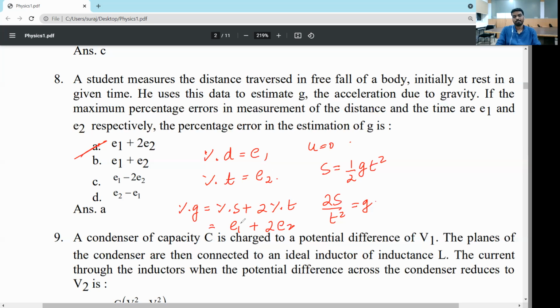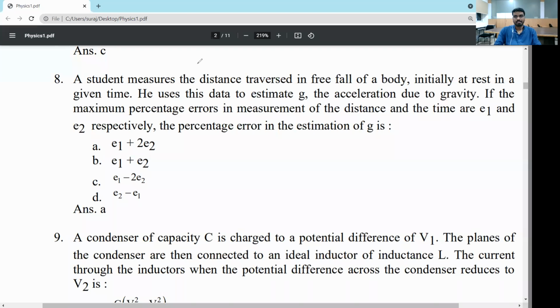Option A. So first you need to write the formula. Whatever you want, it should be on the right hand side. Rest all these things you should keep on the left hand side. 2 is a constant, so it won't have any error, right? 2 is a constant. Next. Question number 9.